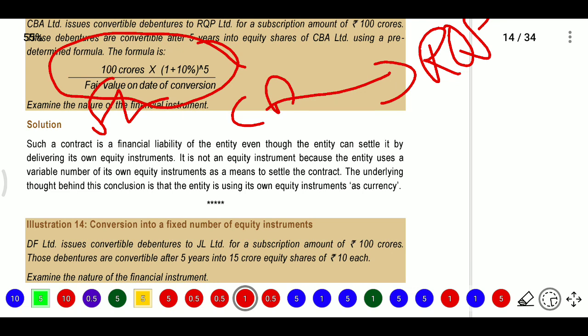So even though the entity can settle it by delivering its own equity instruments, the contract is a financial liability. Here the settlement will be by delivering own equity instruments, but it is not an equity instrument because the entity uses a variable number of its own equity instruments as a means to settle the contract. So as they are using a variable number of equity instruments, it will not become the equity portion, so it will become a liability only.